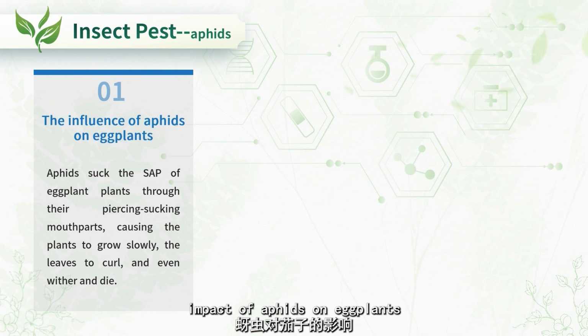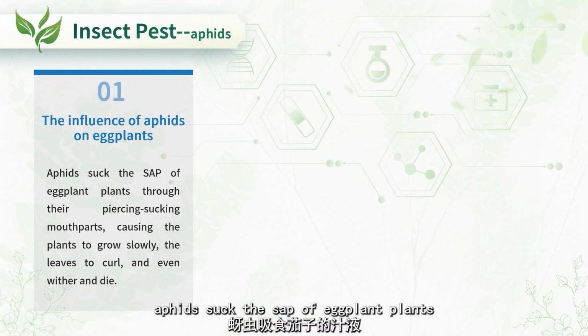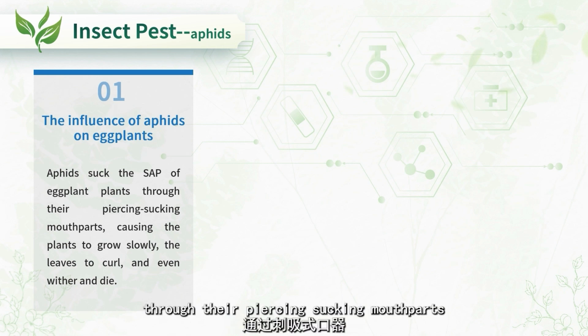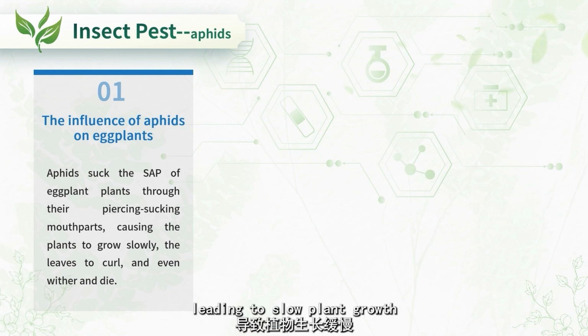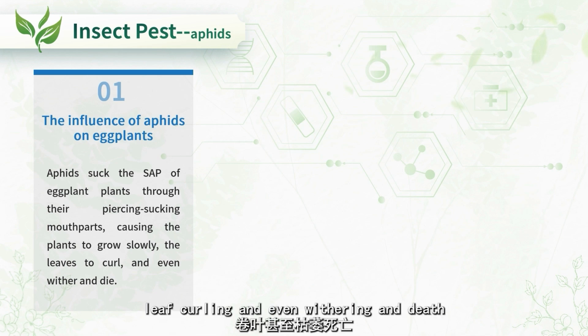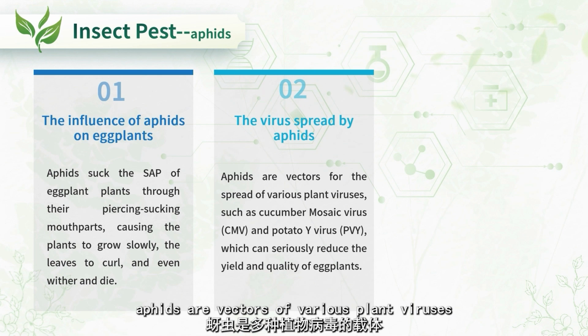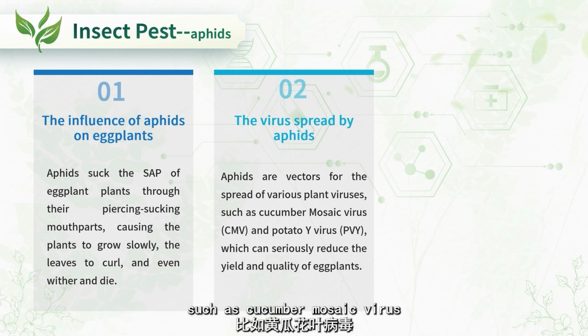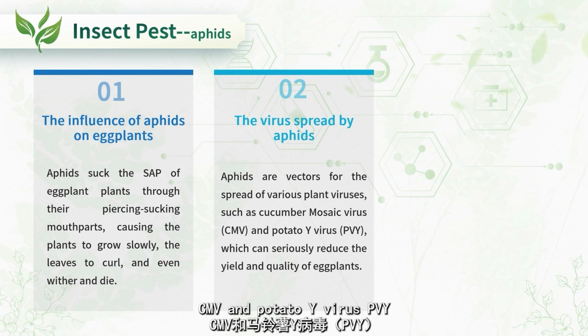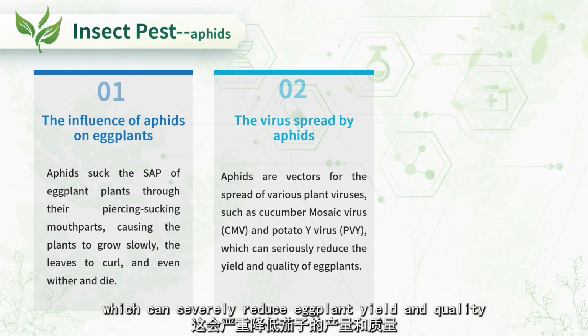Impact of aphids on eggplants. Aphids suck the sap of eggplant plants through their piercing, sucking mouthparts, leading to slow plant growth, leaf curling, and even withering and death. At the same time, aphids are vectors of various plant viruses, such as cucumber mosaic virus, CMV, and potato Y virus, PVY, which can severely reduce eggplant yield and quality.